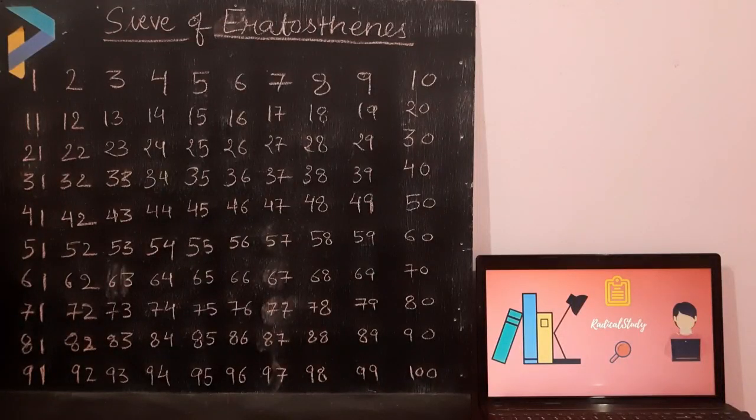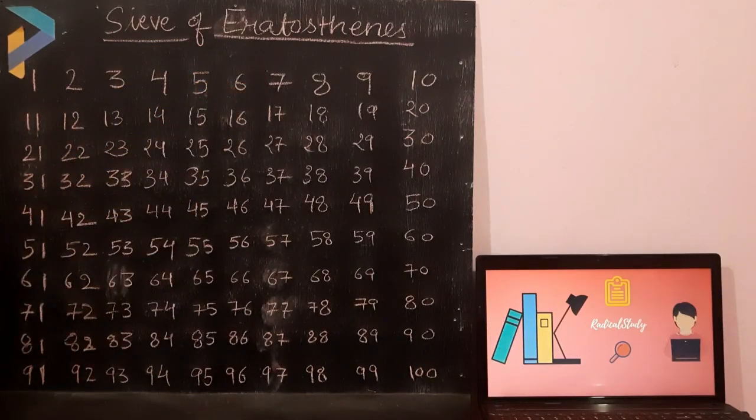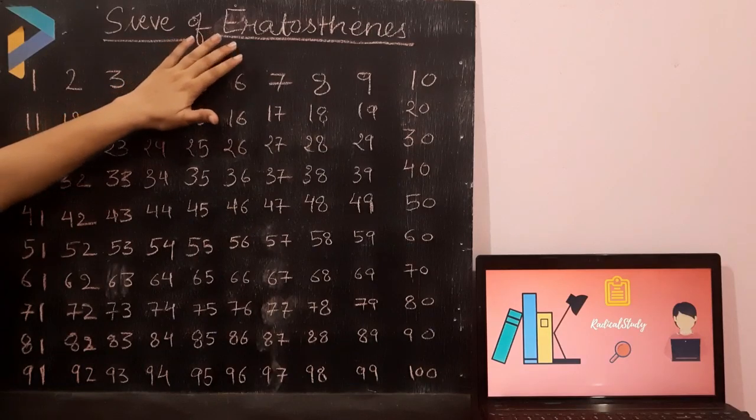Hello students, in the previous video I solved some questions based on factors and multiples, prime numbers, co-primes, twin primes and prime triplets. In this video I am going to tell you a method given by a Greek mathematician. The method's name is the sieve of Eratosthenes, and the name of the mathematician is Eratosthenes.